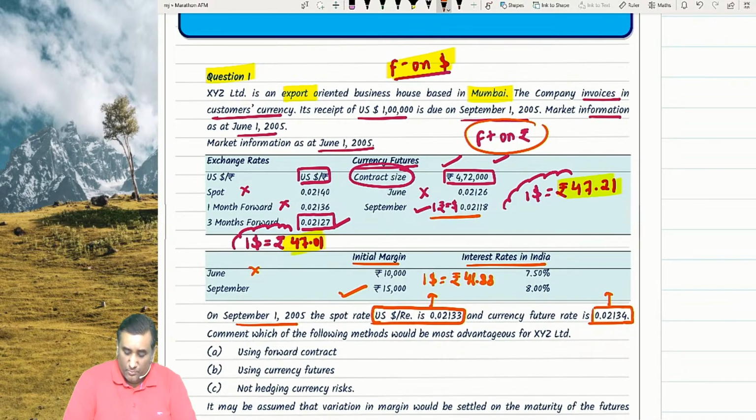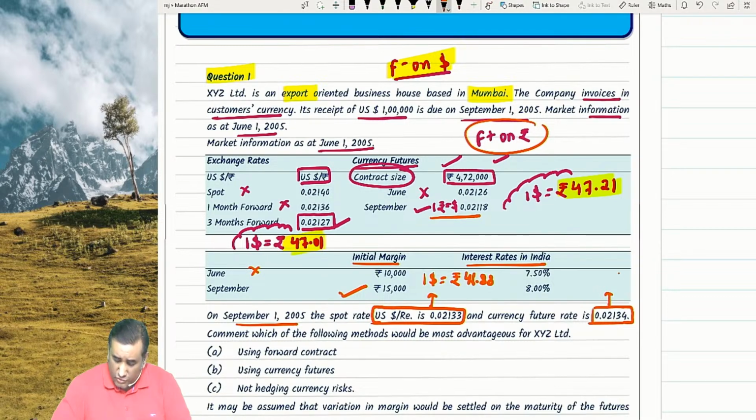You did F plus on rupee at what? 0.02118. One share you said you'll buy at what? 0.02118. And the rate becomes what? 0.02134. Has it gone up or gone down? Gone up. That means profit. Profit comes now. Now let me think the reverse way.